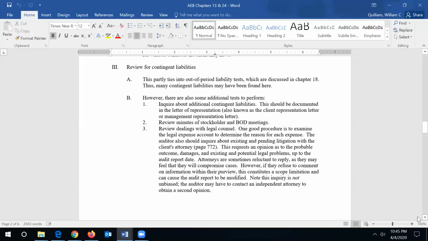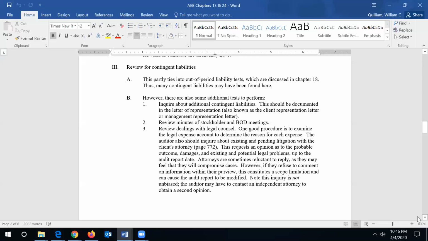One thing is we will inquire about additional contingent liabilities, and that should be documented in the letter of representation. We'll see that a little bit later, also known as the client representation letter or management representation letter. But management must say to us there are no other contingent liabilities because, after all, accounting is up to them in the end. It is management's responsibility. If they happen to know of an additional contingent liability, but they did not document that to us, they're in trouble.